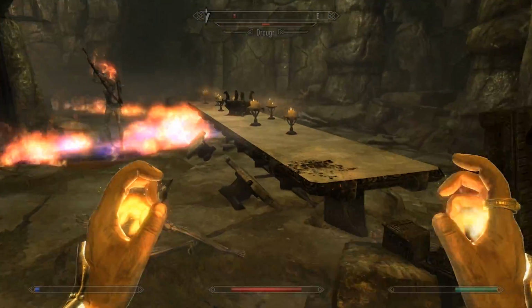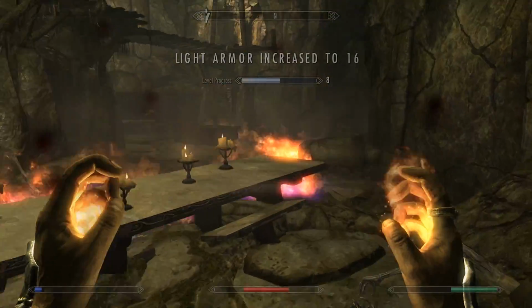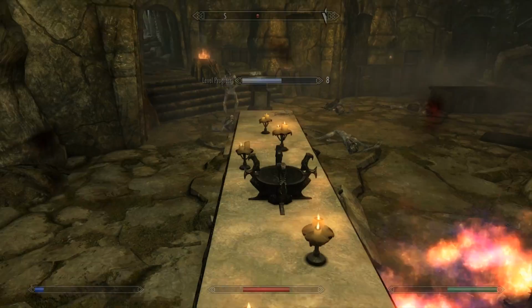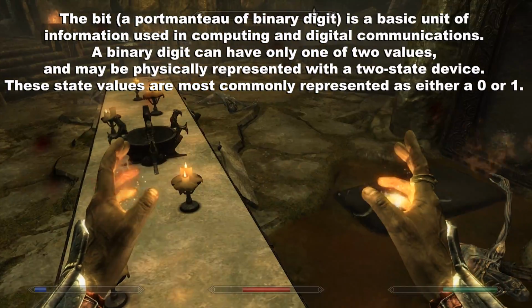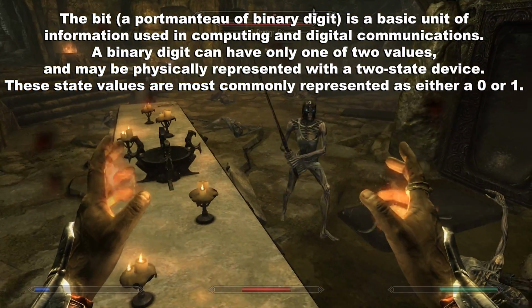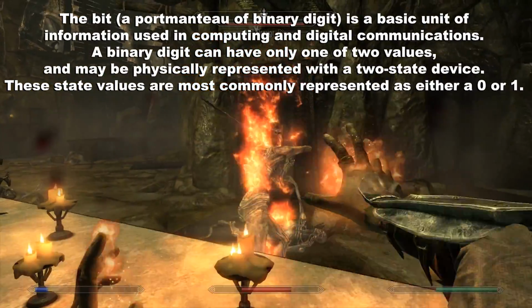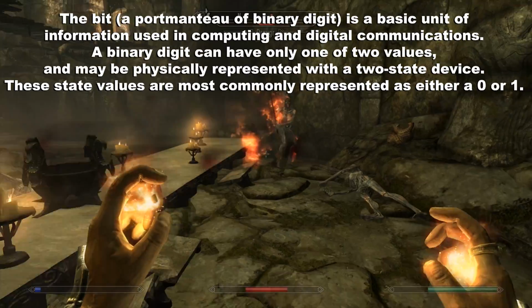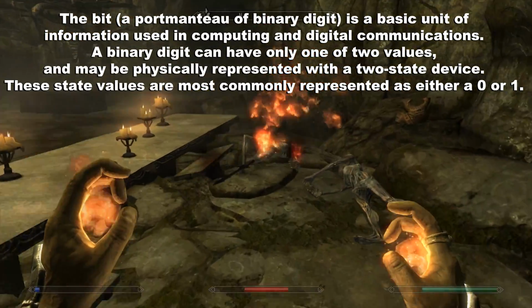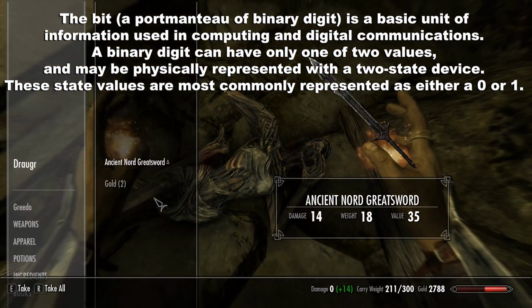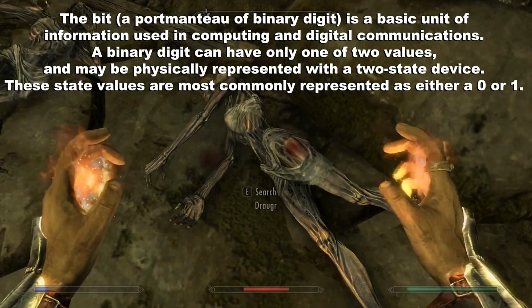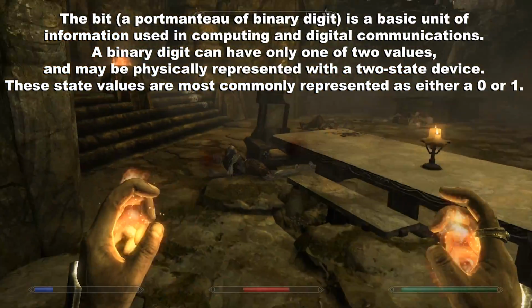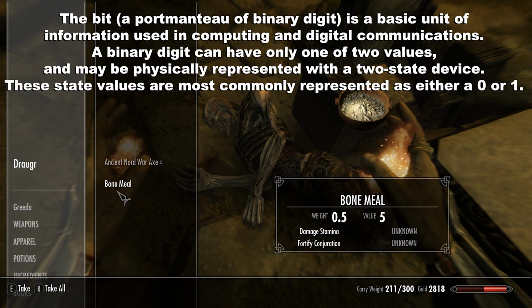Okay, so to start things off, what exactly is a bit? Well, a bit, or binary digit, is a basic unit of information used in computing and digital communications. A binary digit can have only one of 2 values and may be physically represented with a 2-state device. These state values are most commonly represented as either a 0 or a 1, aka binary, the programming language that computers understand, or computer language.